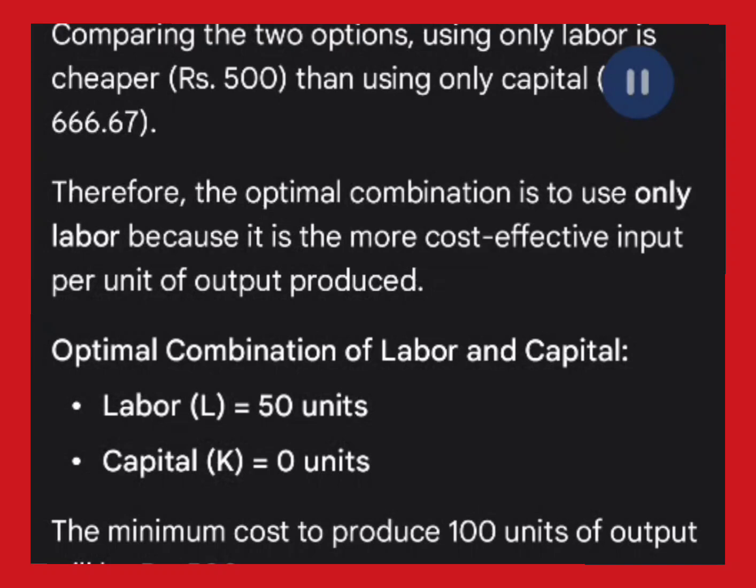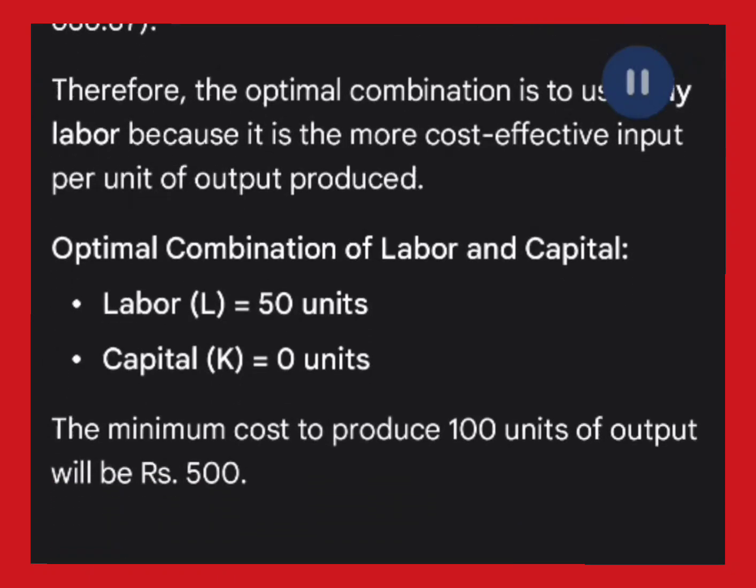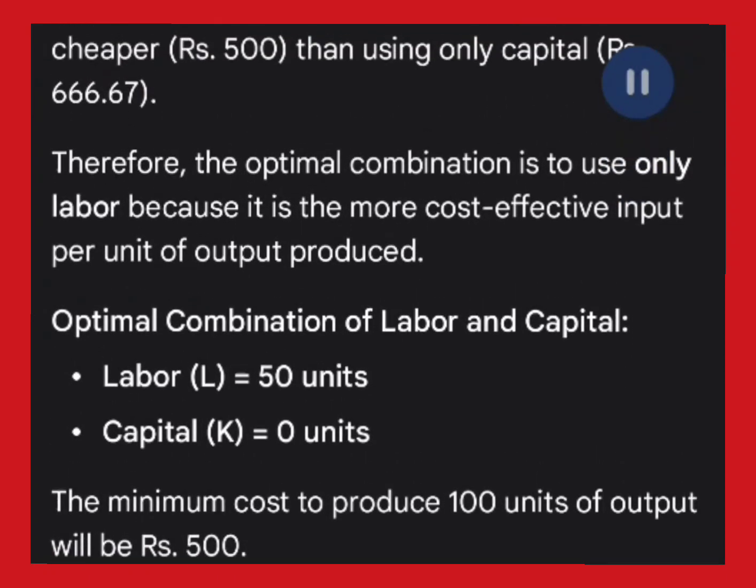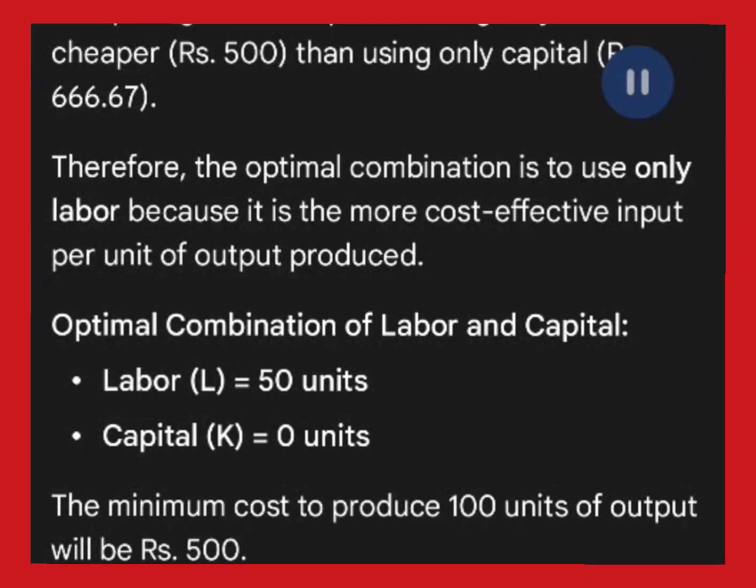Comparing the two options, using only labor is cheaper, 500 rupees, than using only capital, 666 rupees and 67 paise. Therefore, the optimal combination is to use only labor because it is the more cost-effective input per unit of output produced.